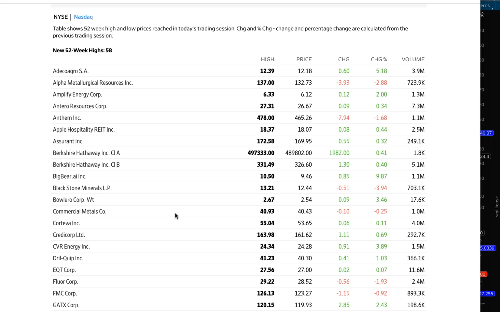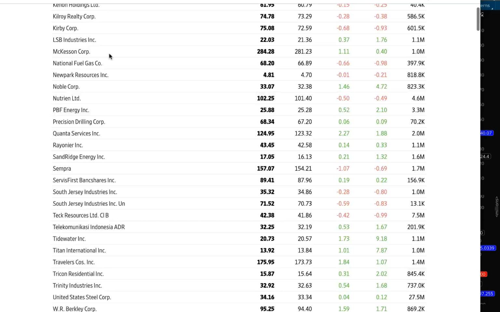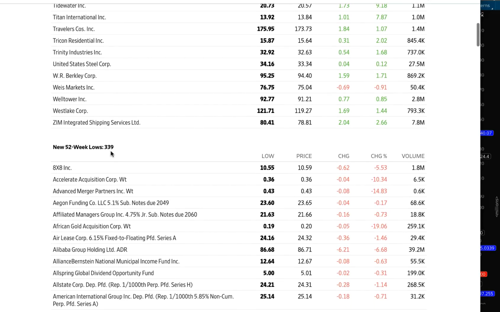because I tracked this during the day. Now, at around 11 o'clock in the morning, the New York Stock Exchange was showing about a 3-to-1 ratio to the downside, meaning there were more stocks hitting a 52-week low than a 52-week high. And then by the close, it was a 6-to-1 ratio to the downside. 58 stocks hitting a 52-week high. And look at that, 339 hitting a 52-week low.